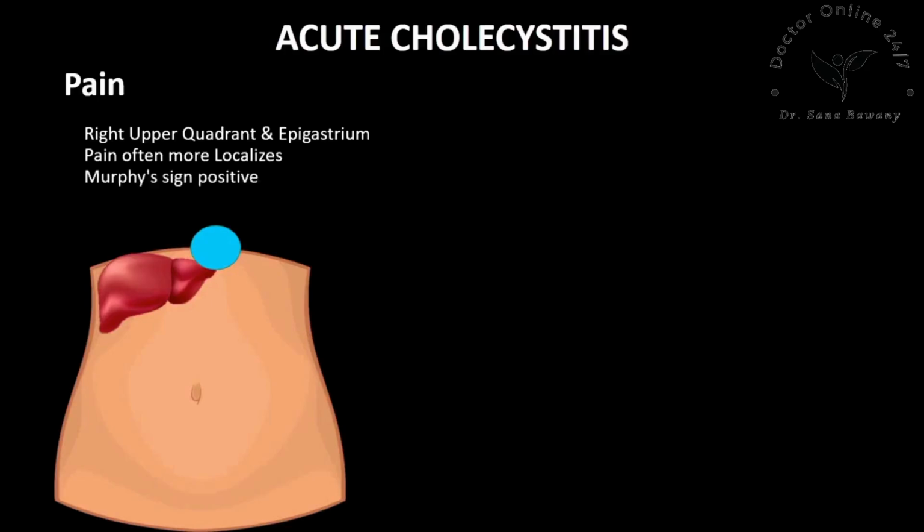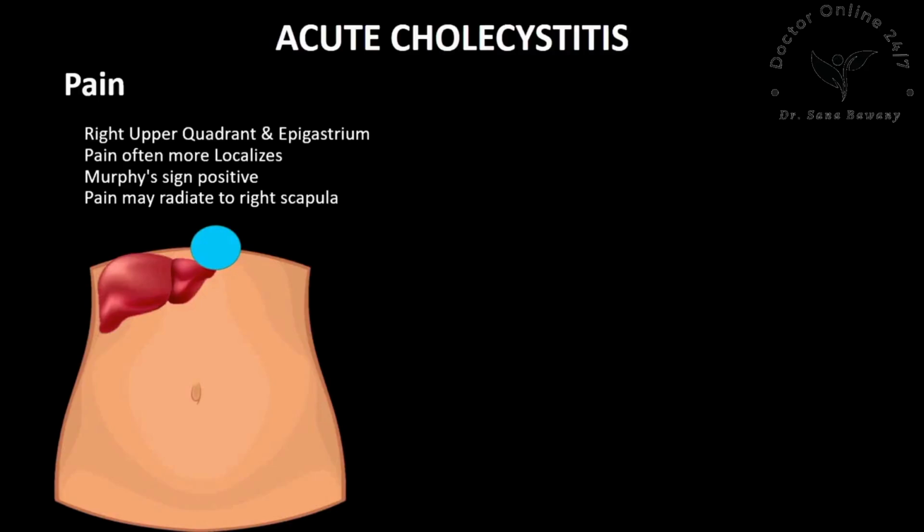That is Murphy's sign. So what a clinician will do is they will push on the area right around here where the gallbladder is located, so it's right underneath the rib cage, so they'll push down on that area, they'll get you to breathe out, they'll keep pressure on that area, then they'll get you to breathe in. If you stop breathing in due to the pain in that area, that is a positive Murphy sign. And then, as with cholelithiasis, pain in acute cholangitis may radiate to the right scapula.